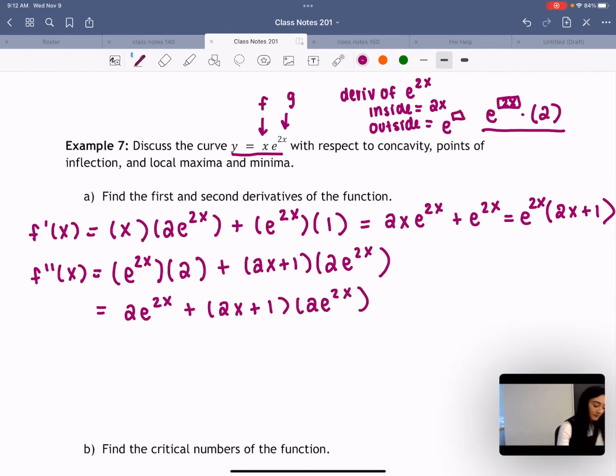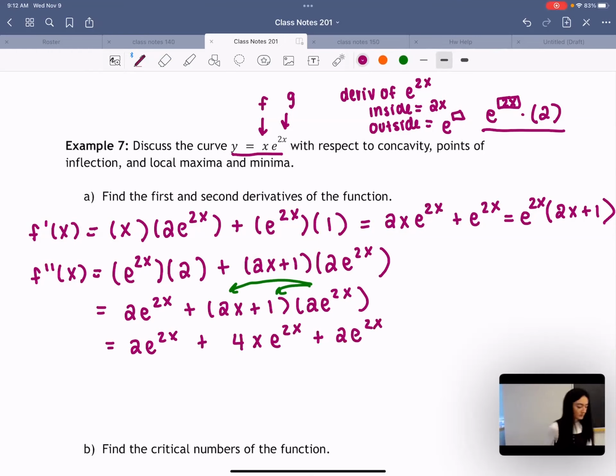Now that just looks a little bit messy. Why don't we take the 2e to the 2x and move it to both of these? Okay, so let's distribute so it looks a little bit better. Looks like we have 2e to the 2x plus 4x e to the 2x plus 2e to the 2x. Any ideas on how to simplify this a little bit better?